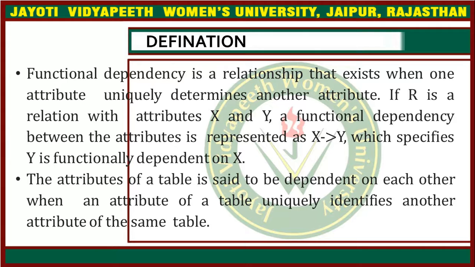So, if R is a relation with attributes X and Y, a functional dependency between the attributes is represented as X to Y, which specifies Y is functionally dependent on X. Okay, so the attributes of a table are said to be dependent on each other when an attribute of a table uniquely identifies another attribute in the same table.